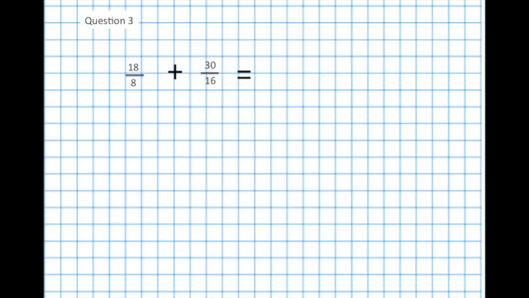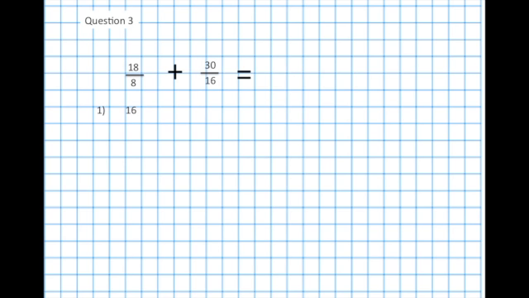Question 3. 18 eighths plus 30 sixteenths. Notice that both of these fractions are top heavy, so at the end we will need to turn the answer back into a mixed number. But first of all, I want to change the denominators so that they're both the same. So I'm looking for a number that both divide into.